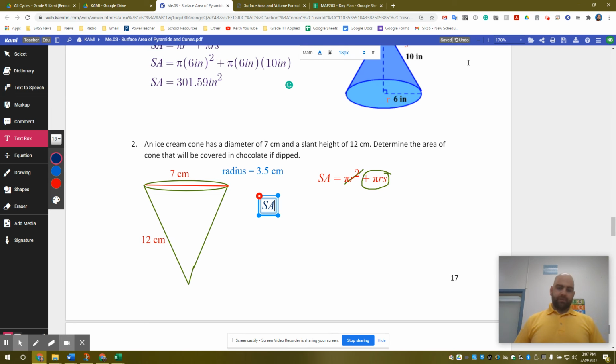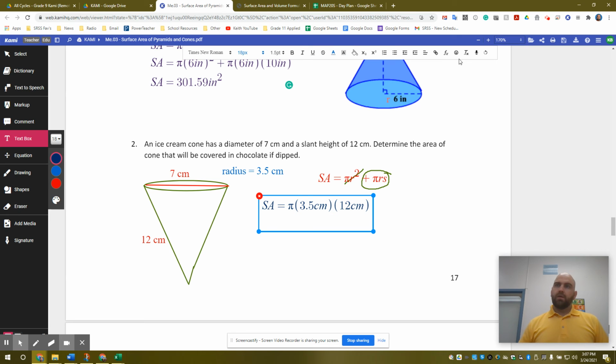values here. So surface area equals pi times the radius, 3.5 centimeters, times the slant height, 12 centimeters. And we get that the surface area that is going to be coated is pi times 3.5 times 12, 131.95 centimeters squared. So this is now our answer, right?